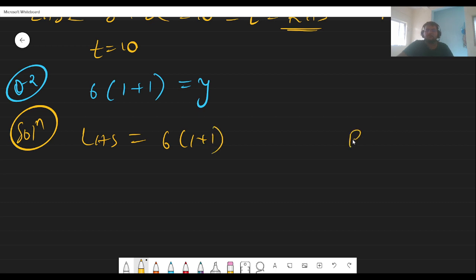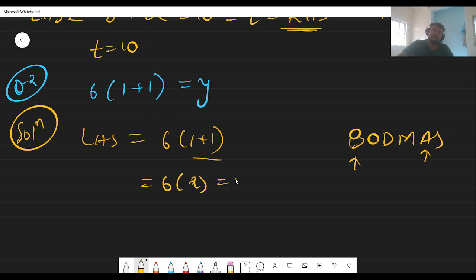Okay, so now using BODMAS, we'll see first if there is a bracket. Yes, this is the bracket, right? Then it has an addition, so we'll perform that. It will become 6 times 2, which will give us 12. Therefore here y equals 12.